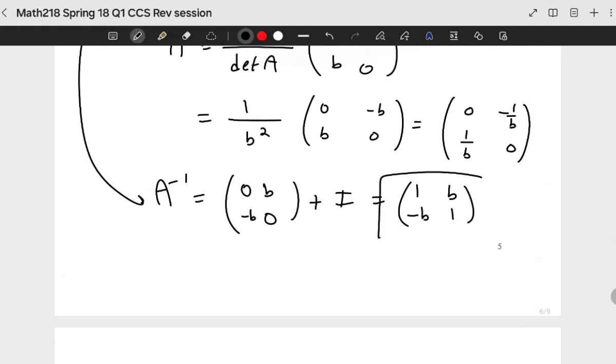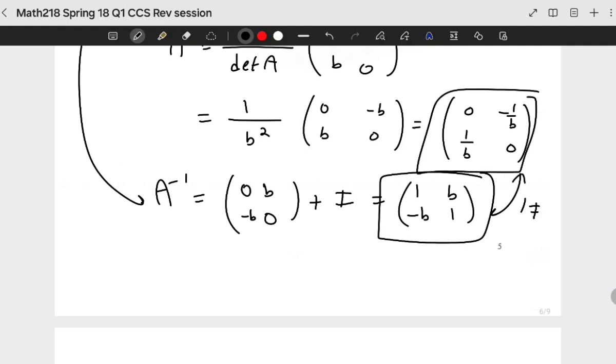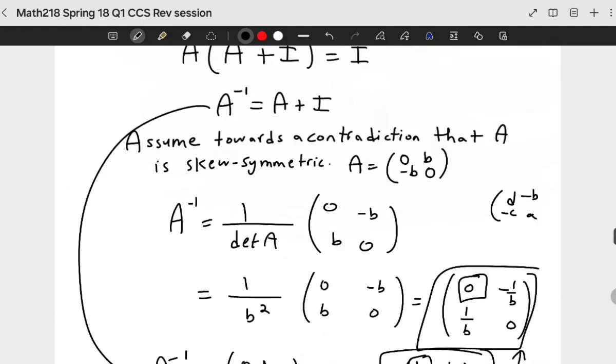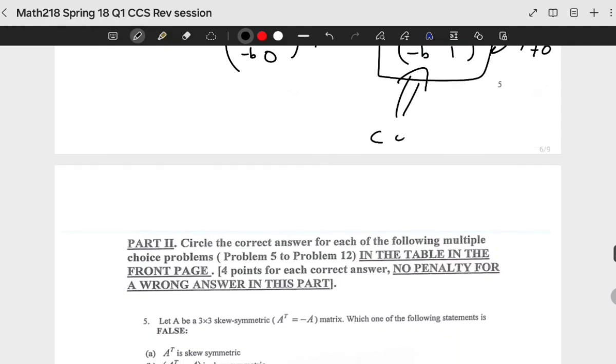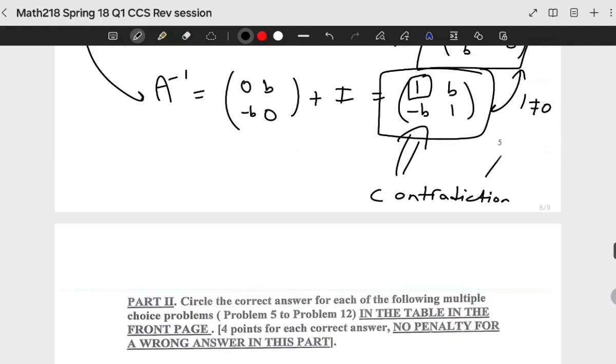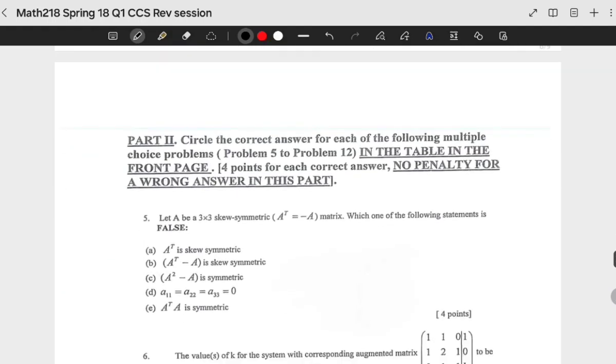So we get this form and this form. These two forms obviously contradict because 1 is not equal to 0. According to this form, the first entry in the first row must be 1, but according to this form, the first entry in the first row must be equal to 0. So these two forms contradict. Due to this contradiction, we've proved that this statement, that A is skew symmetric, cannot be true. And this is the contradiction, that 1 is not equal to 0.